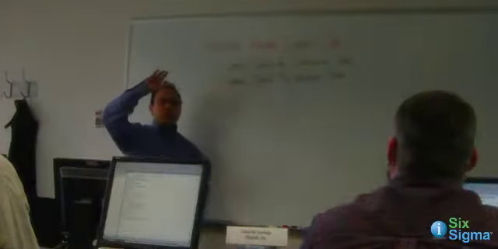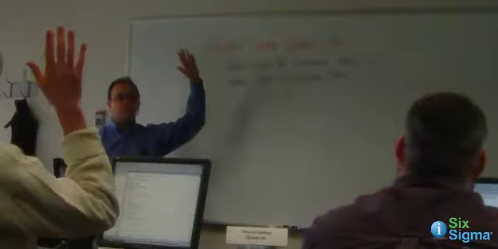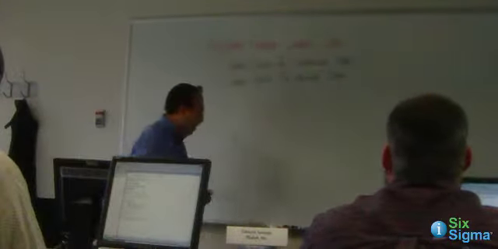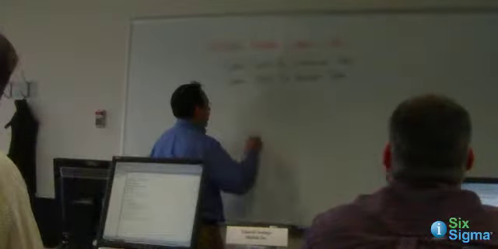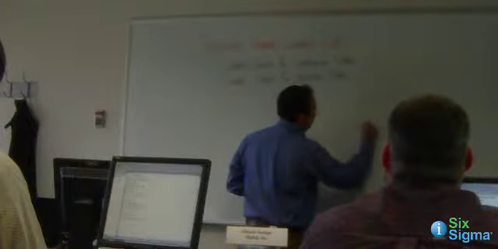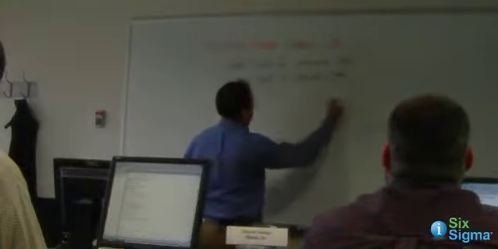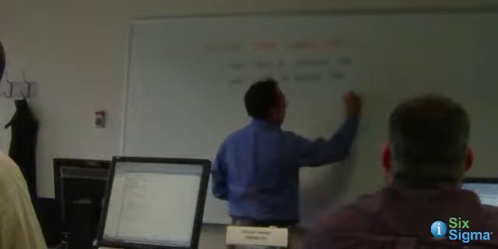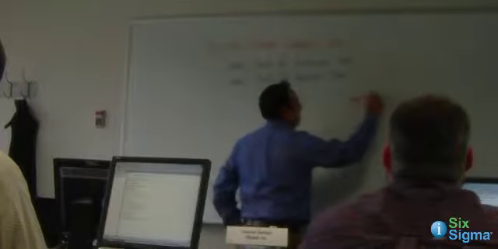So what is a control chart? Well, what we've got here is something that we call the center line. And then we have two other limits here that we typically refer to as the upper control limit and the lower control limit.